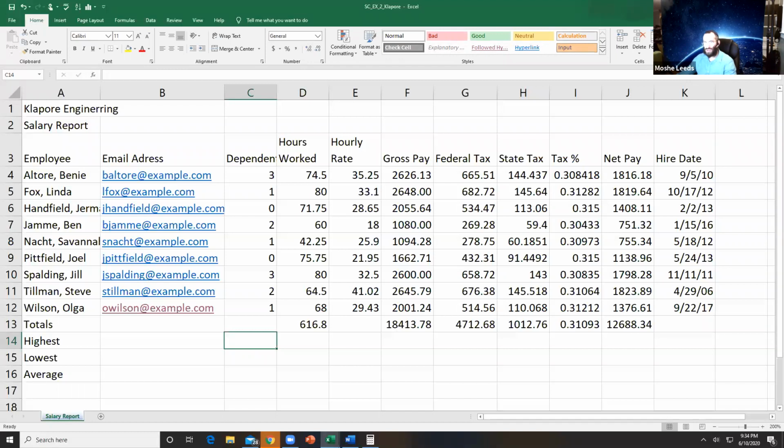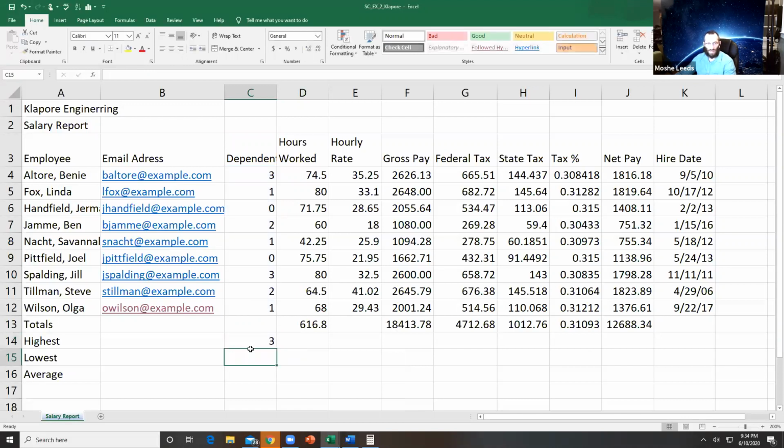This feature also is part of AutoSum. So I'll do Max. And if you notice, it automatically selected the above cells. Now, I don't want it to select C13, okay? So I could do a few things. I could delete that and do C12. I could delete all this, and with my white cursor, just highlight over, and we'll keep it at that.